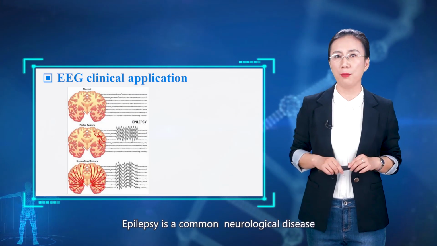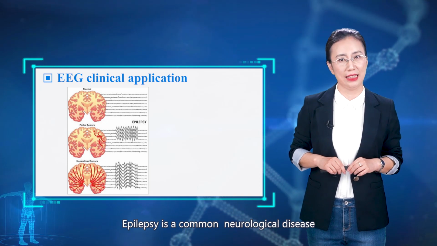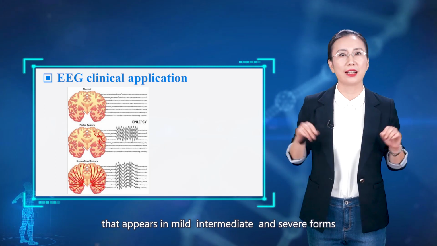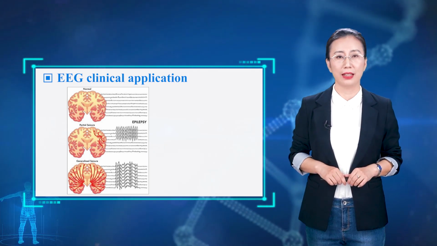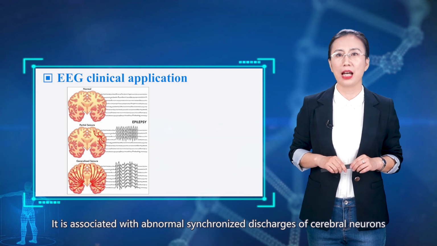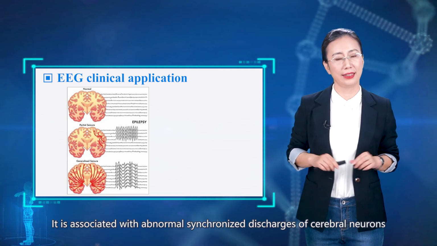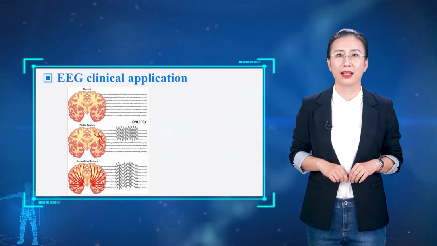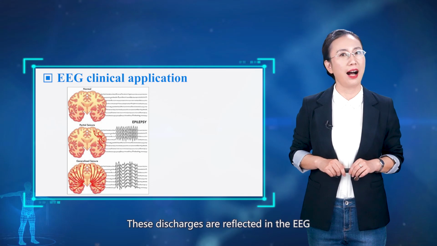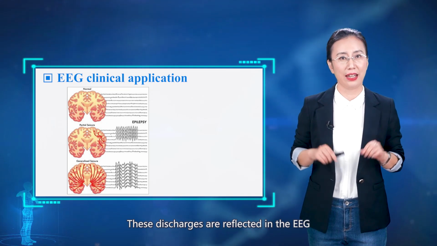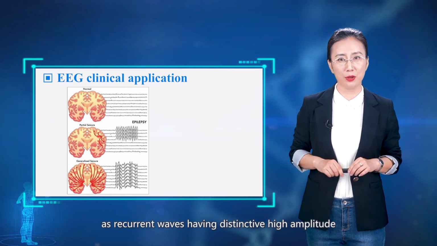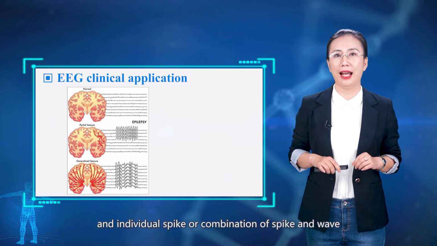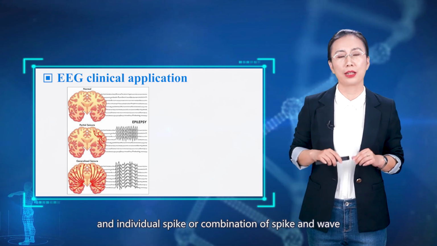Epilepsy is a common neurological disease that appears in mild, intermediate, and severe forms. It is associated with abnormal synchronized discharges of cerebral neurons. These discharges are reflected in the EEG as recurrent waves having distinctive high amplitude and individual spikes or combinations of spike and wave.